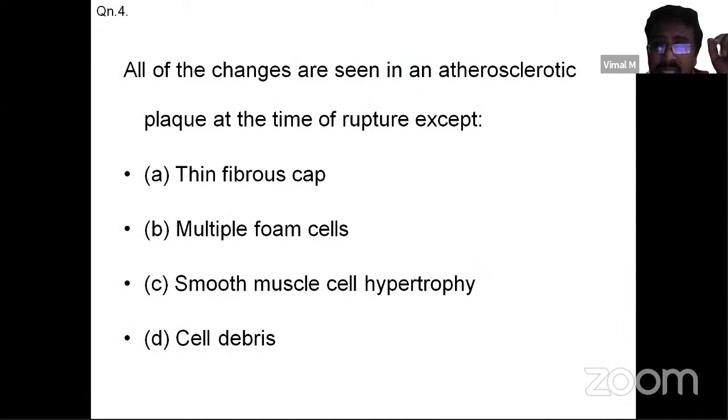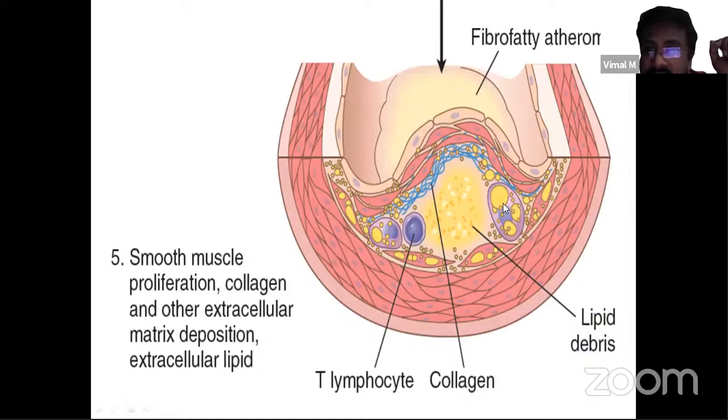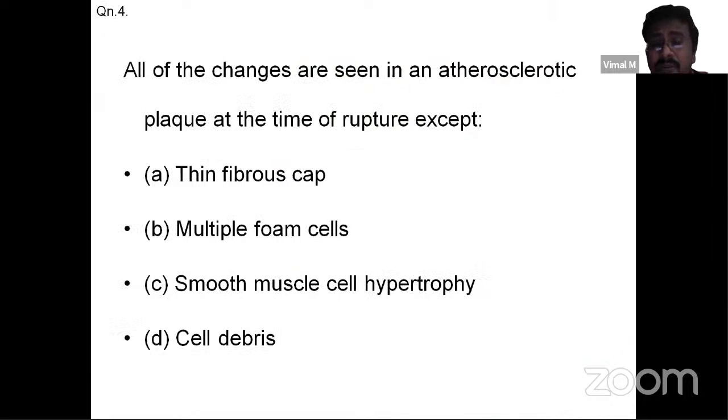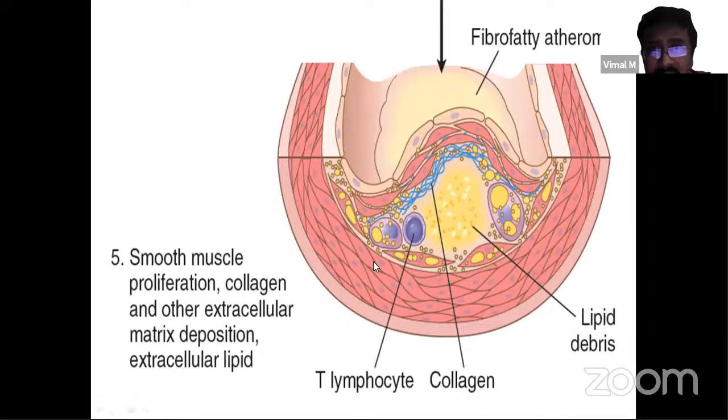Then multiple foam cells: obviously you know these are foam cells. In a well-formed atheromatous plaque, you get multiple foam cells; it is a well-formed, matured lesion. What is not seen here is smooth muscle cell hypertrophy, because it is not hypertrophy that is happening here. It is just a migration of the smooth muscles from the tunica media into the tunica intima. It is not a hypertrophy, it is a migration.